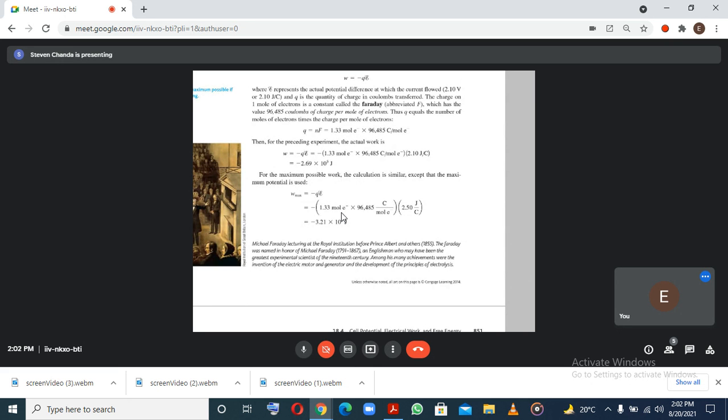So that's Q. We know what Q is, the quantity of charge in coulombs. Meaning if we've got Faraday's constant, which gives us the charge on one mole of electrons, when we multiply Faraday's constant times the number of moles, we get the charge that those electrons are going to have.